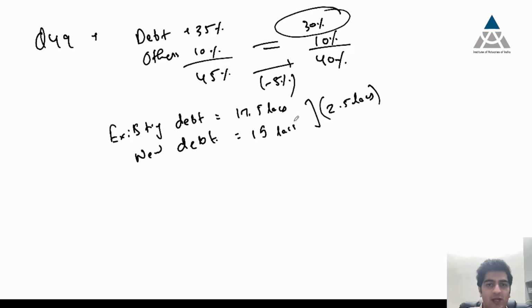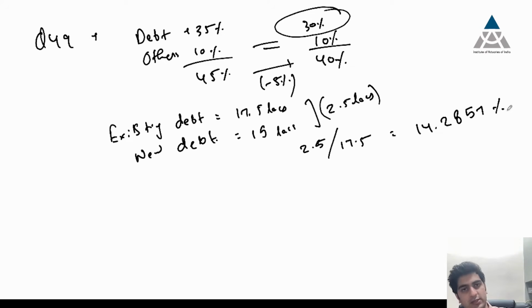And what percentage of debt are we reducing then? So this percentage term is simply 2.5 over a base of 17.5. And if you calculate this, you should get an answer of, I believe, 14 point something. So it should be, yes, 14.2857%. So that's the percentage reduction in debt.